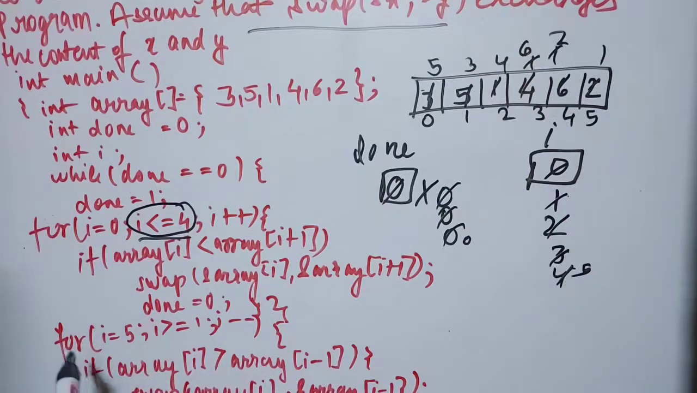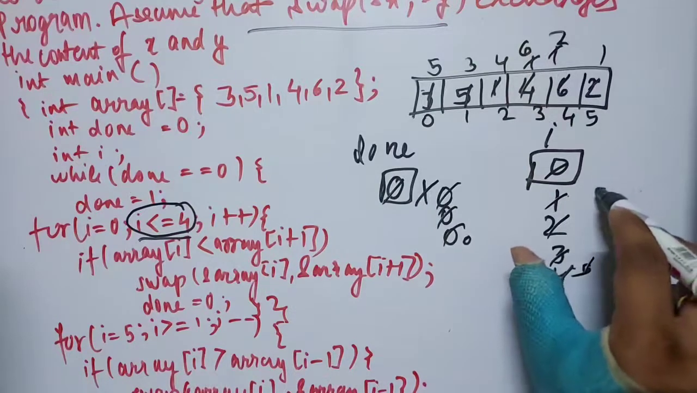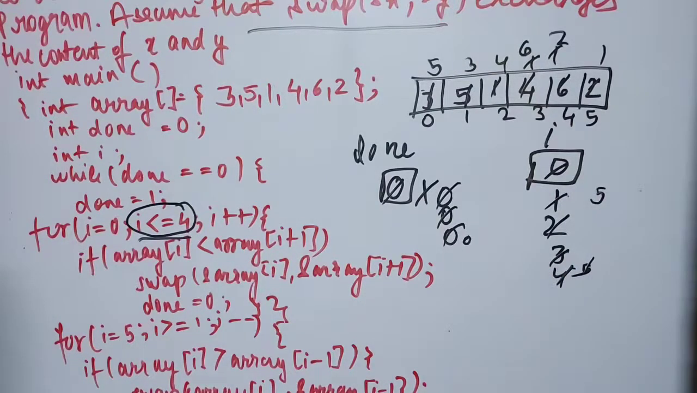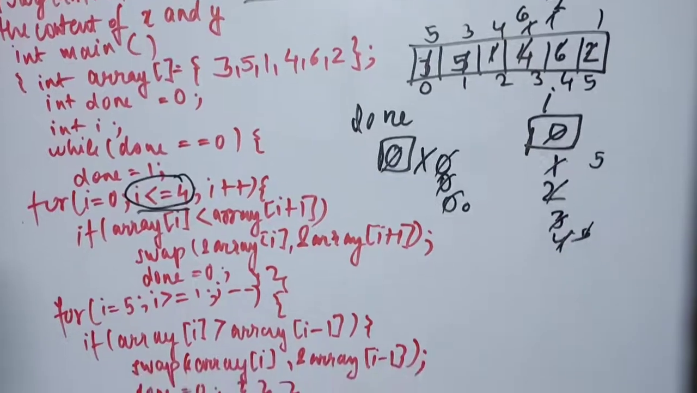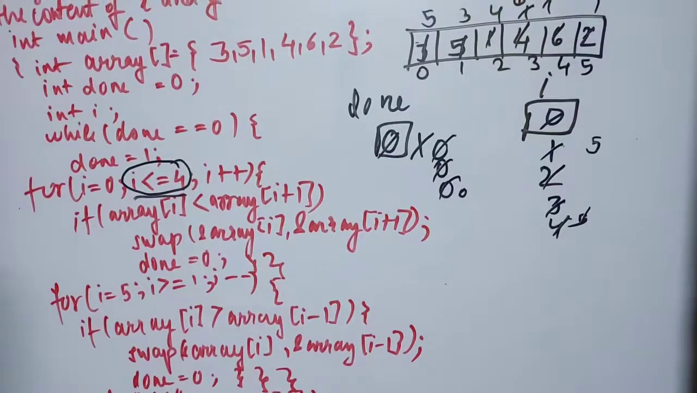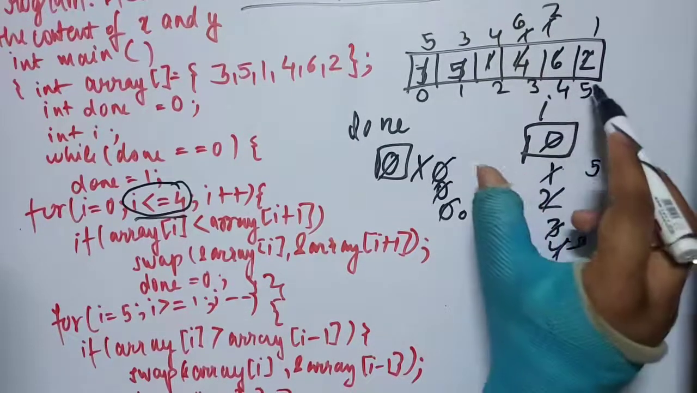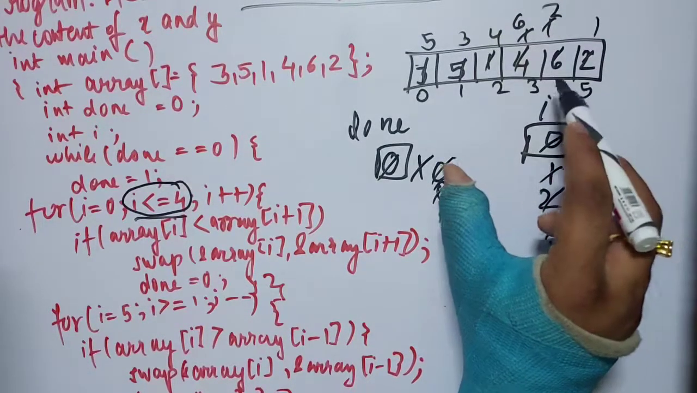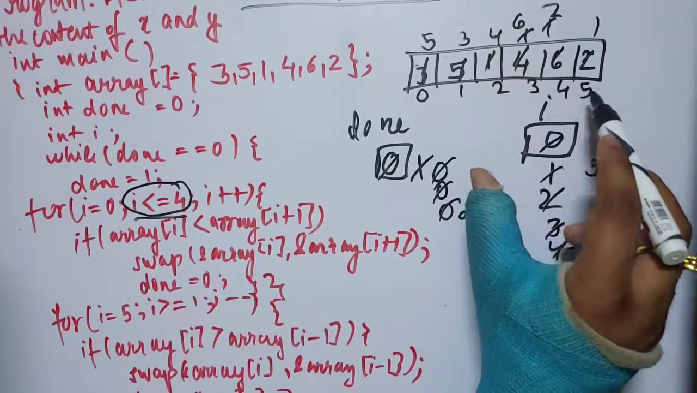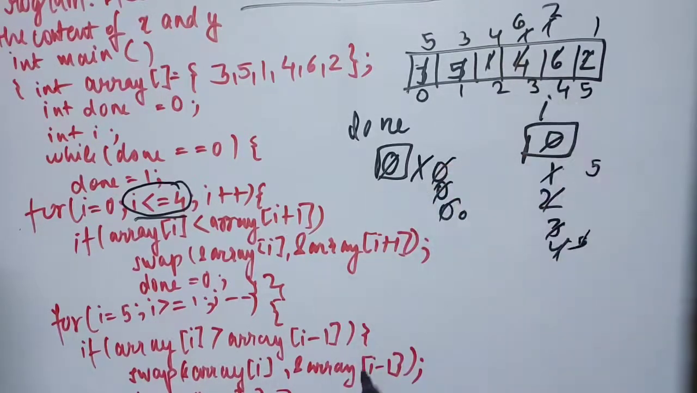Now it will again check the next for loop, I equals to 5, so it is again initialized to 5. Okay, now 5 is less than equal to 1, yes, the condition is true. Now it will check the if condition. If array of I is greater than array of I minus 1, here they are checking if array of 5 is greater than array of 4. Now we will see array of 5 which is 1 and array of 4 which is 2, and array of 5 is not greater than array of 4. So the if condition is false.